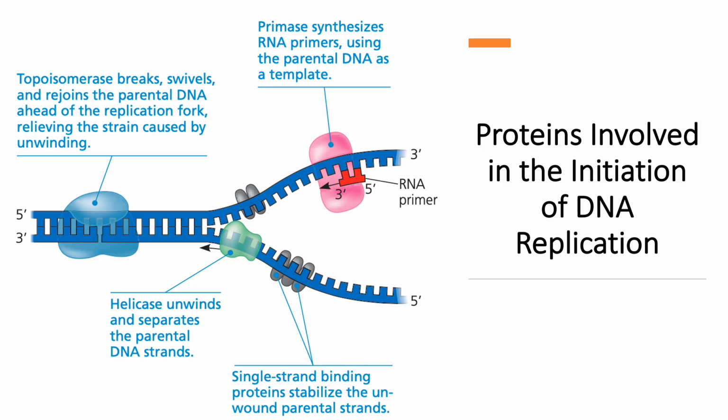We have this figure to summarize the different proteins involved in the initiation of DNA replication. Helicase unwinds and separates the parental DNA strands. Single-strand binding proteins stabilize the unwound parental strands. Topoisomerase breaks, swivels, and rejoins the parental DNA ahead of the replication fork, relieving the strain caused by unwinding. And lastly, primase, which synthesizes RNA primers using the parental DNA as template.